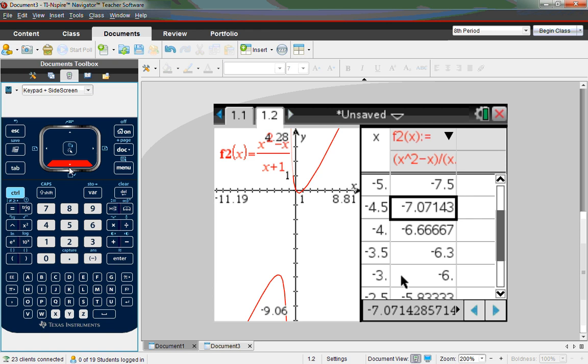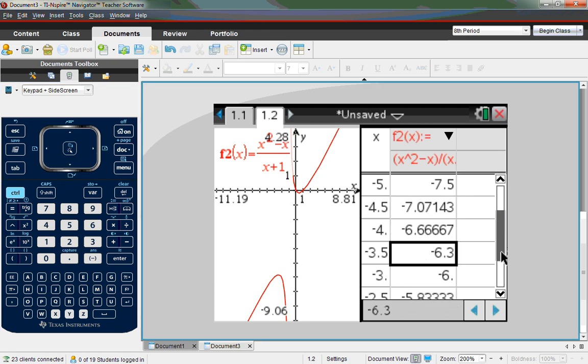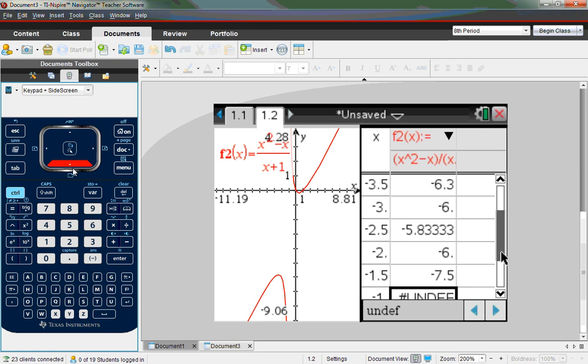-5 and -7.5 is great to me. You said, what did you just say? -2 and -6. -2 and -6, -3, -6. Look, what's going on there? Aren't you glad we put that half unit increments?